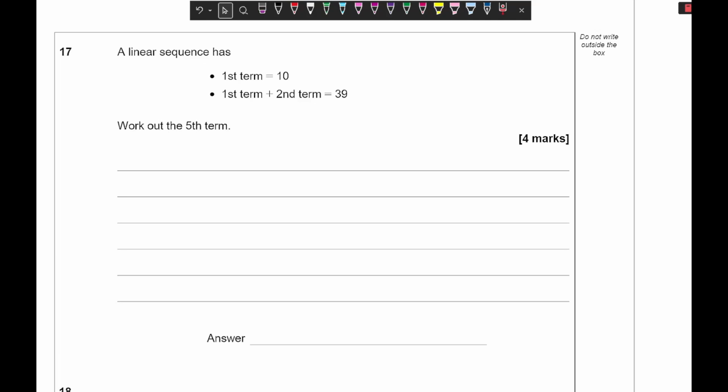Now moving on to question 17, it says a linear sequence has a first term of 10 and the first term plus the second term equals 39, and the question is asking us to find the 5th term. So if I just draw 5 dashes representing the 5 terms, this is the number that I want. So it tells us that the first term is 10, and it also tells us that if we add these 2 numbers here, we get an answer of 39.